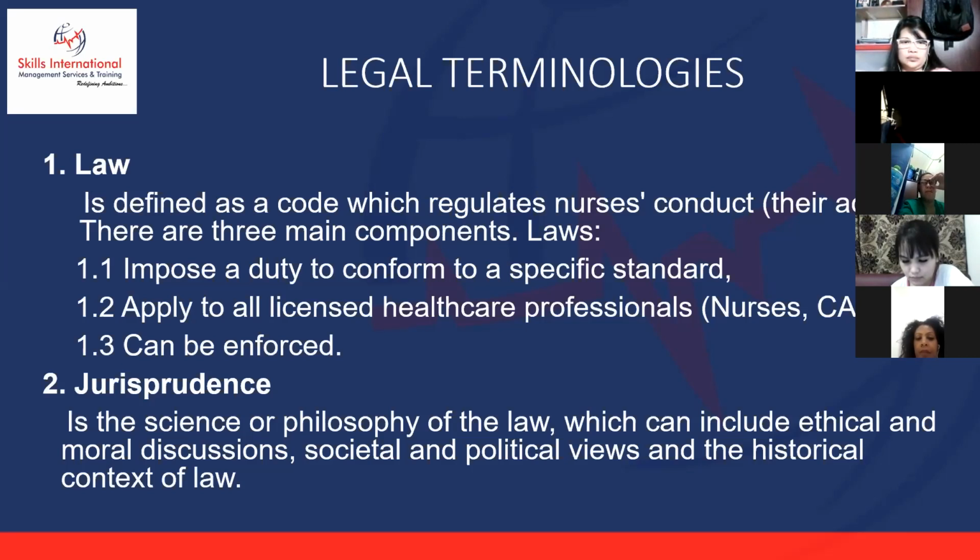Number two, we have the jurisprudence in the legal terminology. What is jurisprudence? Jurisprudence is the science or philosophy of the law. It can include ethical and moral discussions, societal and political views, and the historical context of the law. If you are going to take the nursing program for the nursing education, there is a nursing jurisprudence law. Okay, this is the law of the nurses. So the context of this are the laws regarding nursing.